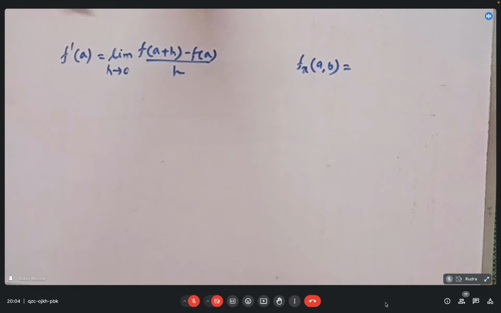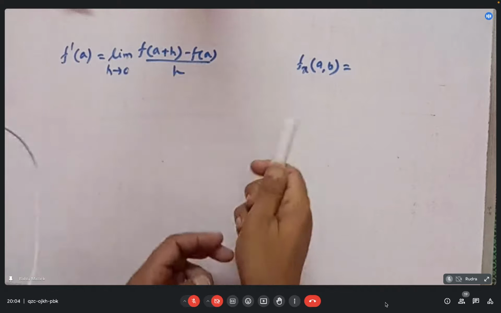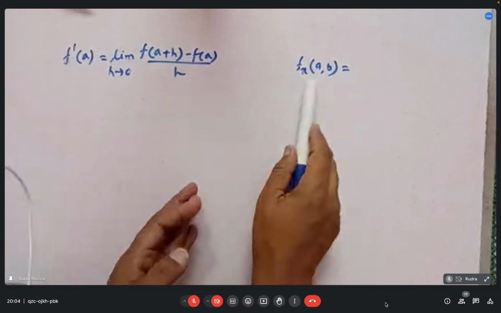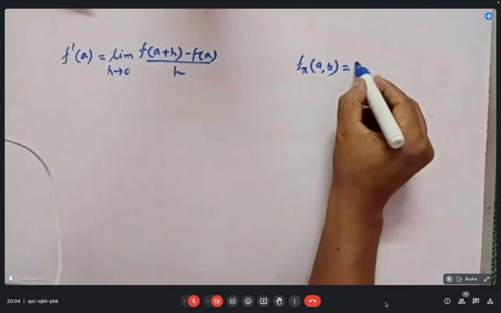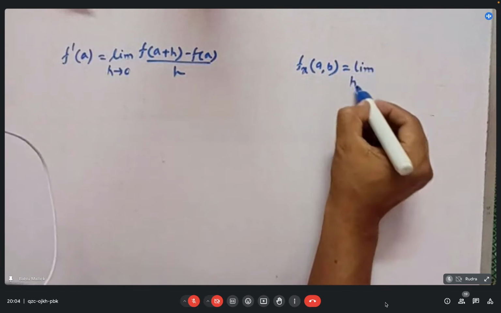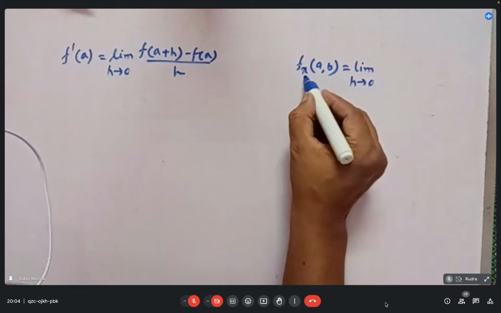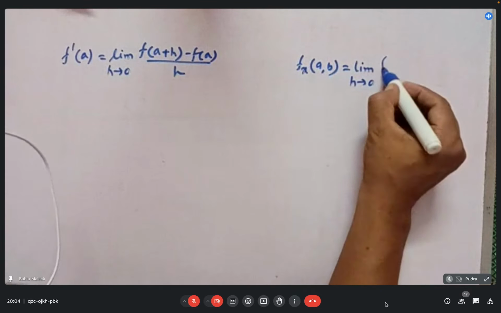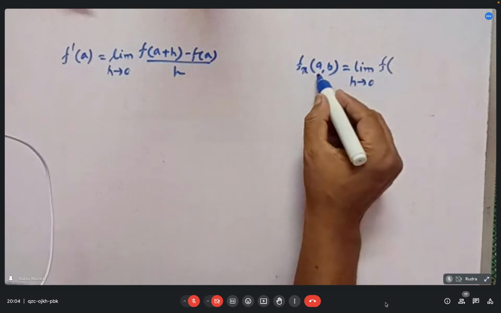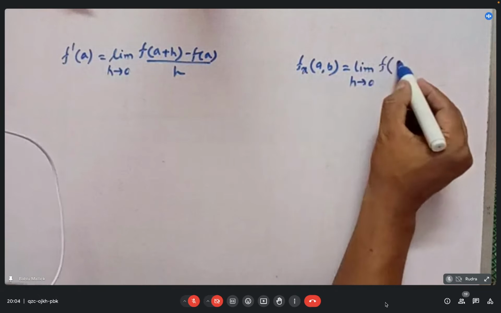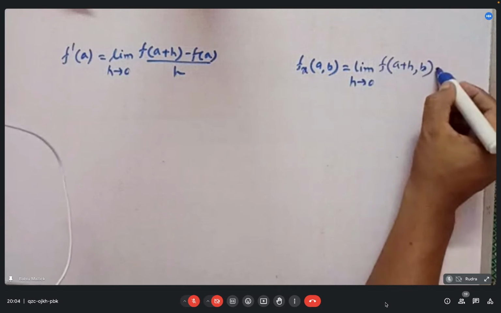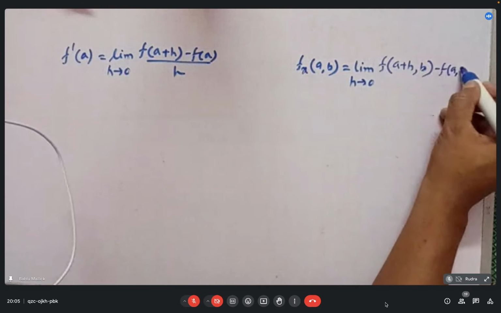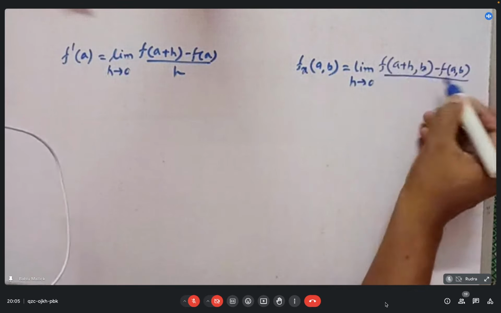So what is now this f dash a? So fx, this is same type of definition I shall use. So it is limit h tends to 0, fx মানে just we shall consider increment in x component. So it is f of a plus h comma b minus f of a comma b divided by h.